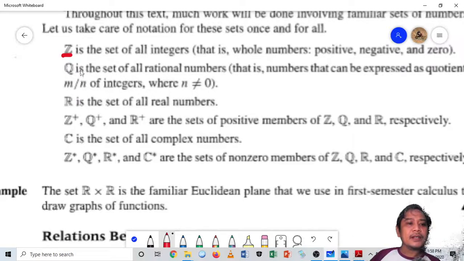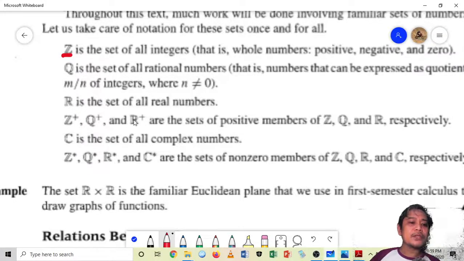Q, this symbol is the symbol for the set of rational numbers, which are numbers that can be expressed as ratio expressions or quotient expressions, meaning these are expressions of the form m over n, where m and n are both integers, and n, the denominator, should not be 0. Otherwise, it is not a rational number. It is not even a real number. Okay? Next, we have the symbol R for the set of real numbers.